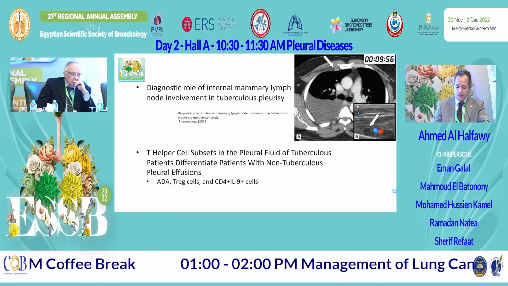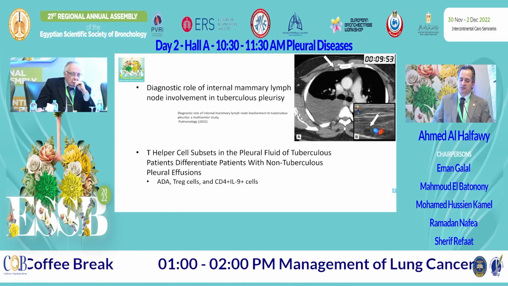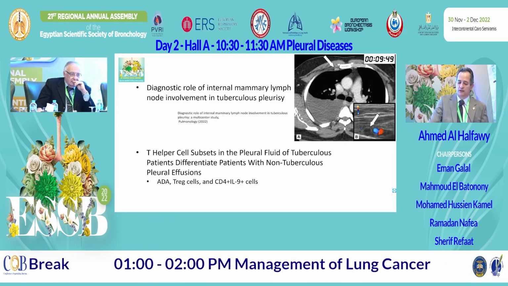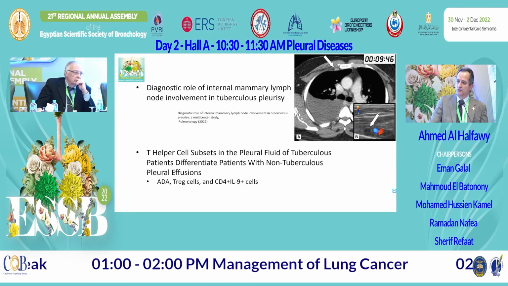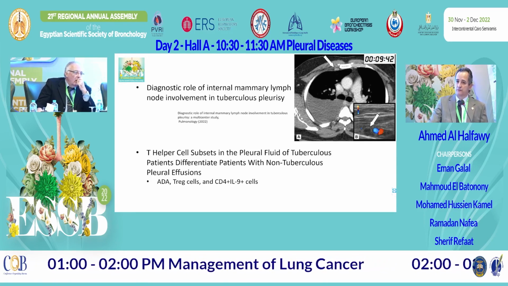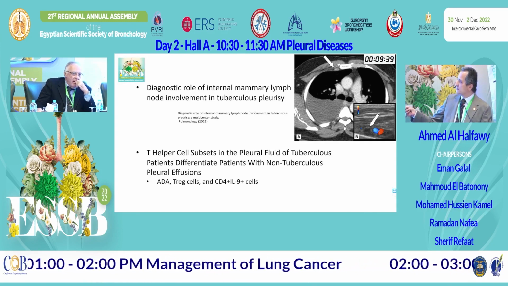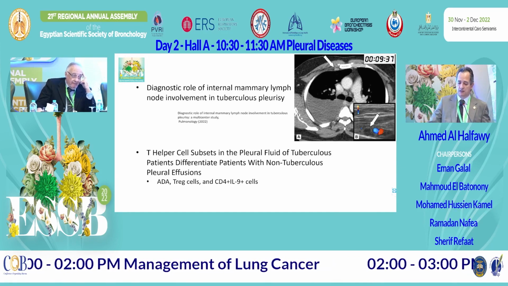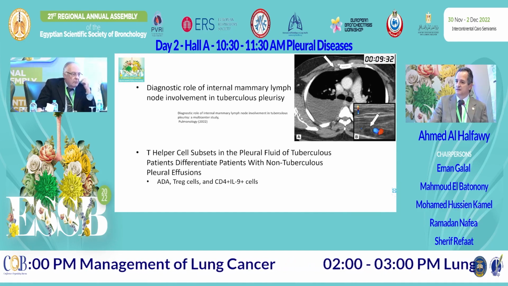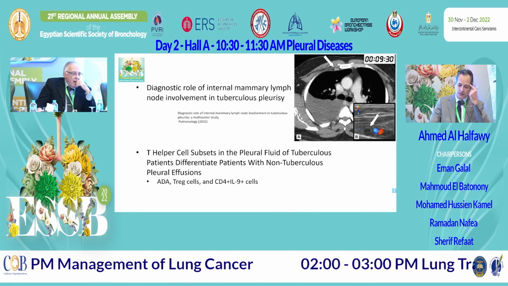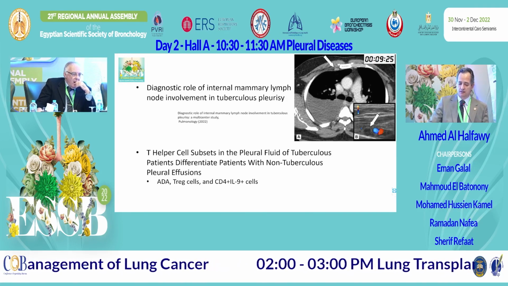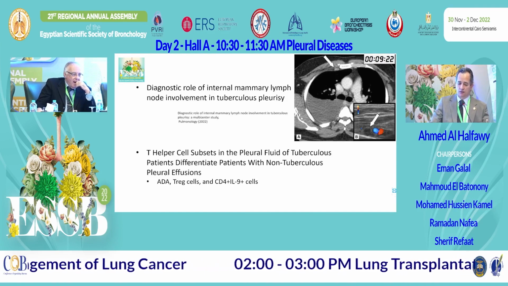Also, for the diagnosis of tuberculosis, this group from Italy looked at the role of internal mammary lymph node involvement in tuberculous effusion. They say that up to 70% of patients who have pleural effusions and visible internal mammary lymph nodes would have tuberculous effusions, as compared to 40% in non-tuberculous effusions and 14% in control patients. You don't find these internal mammary lymph nodes enlarged.